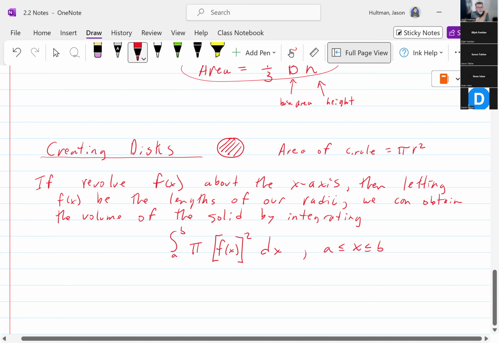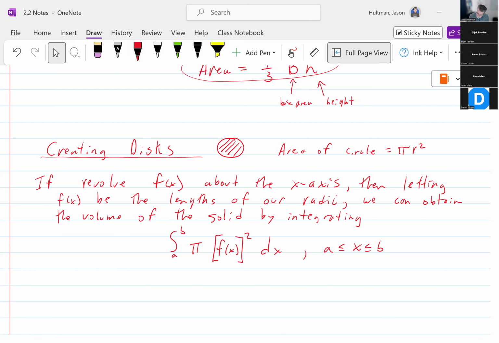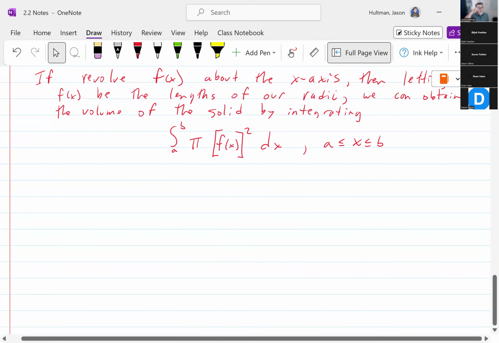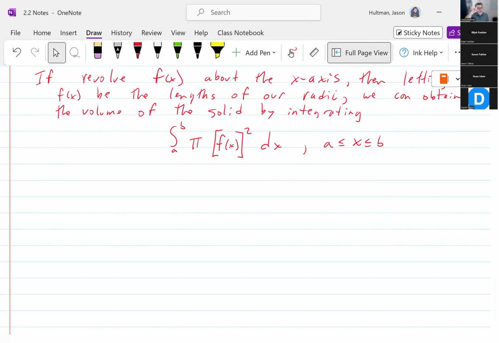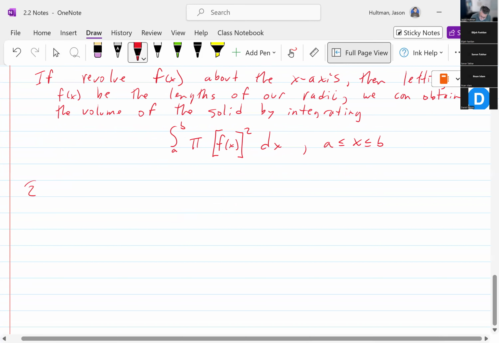Okay, so we just let our radius vary with respect to f of x. If we rotate about the x-axis, then the height of our function will just be our radii, and that will be the radius of the cross section of the solid that we're creating when we revolve that function around the x-axis. Let's do an example and see how this works.